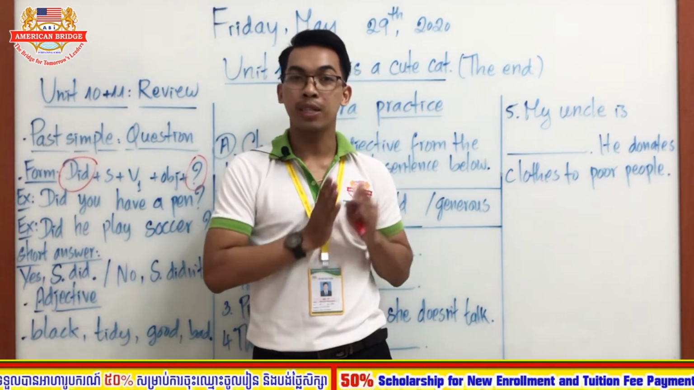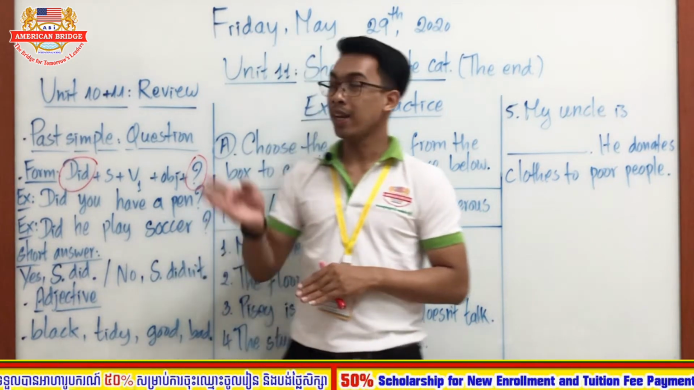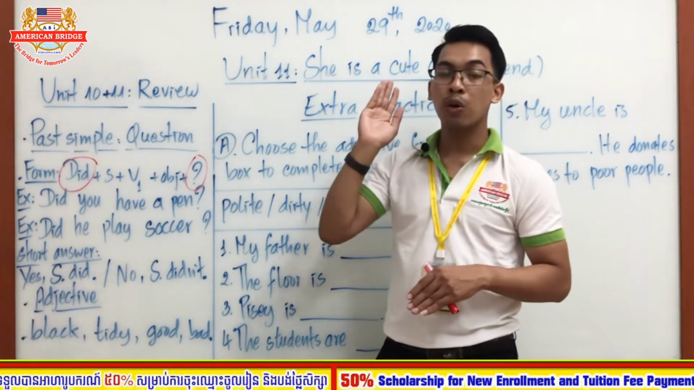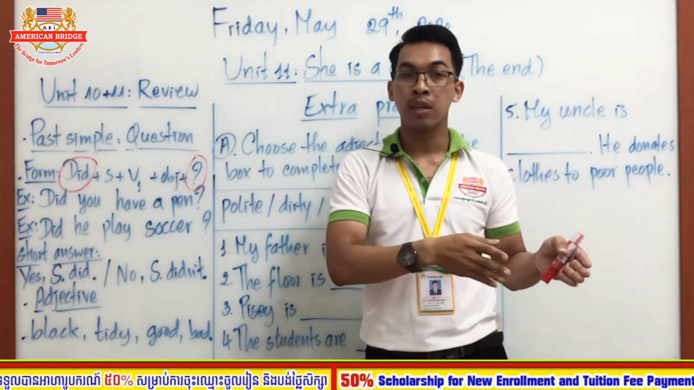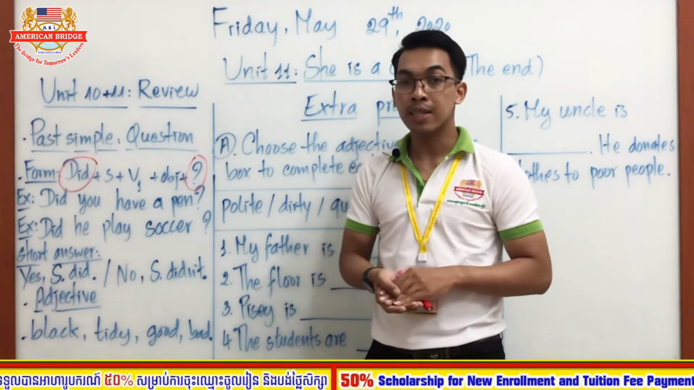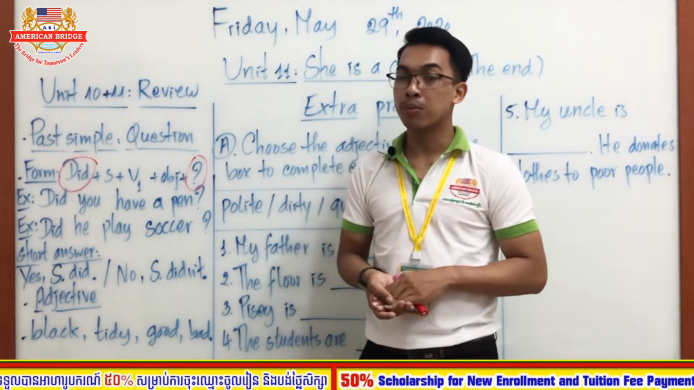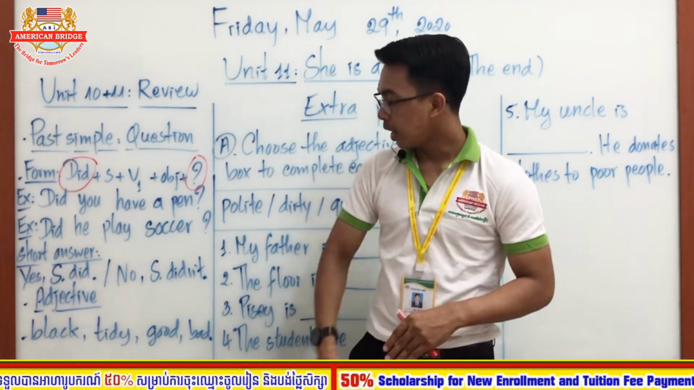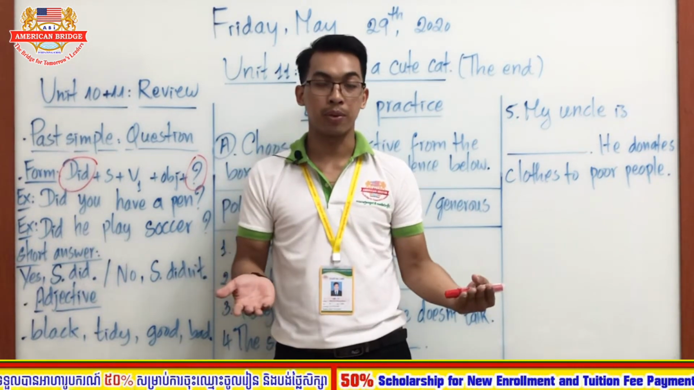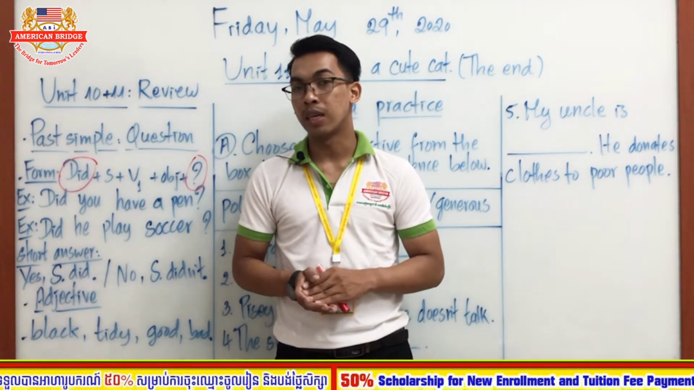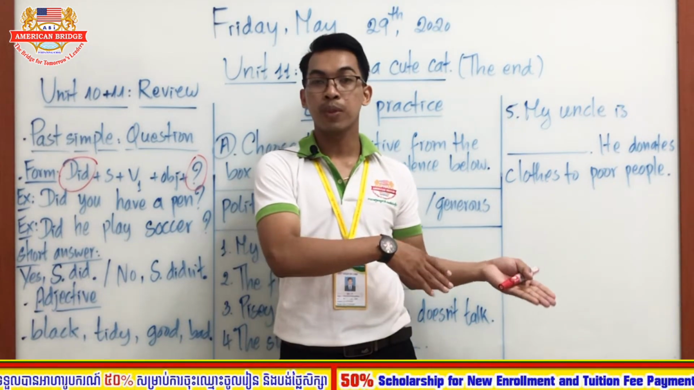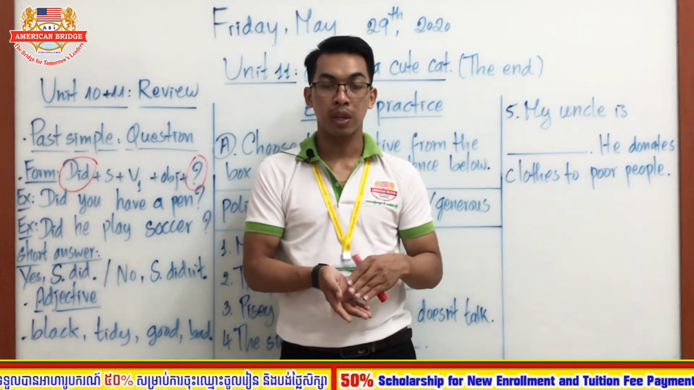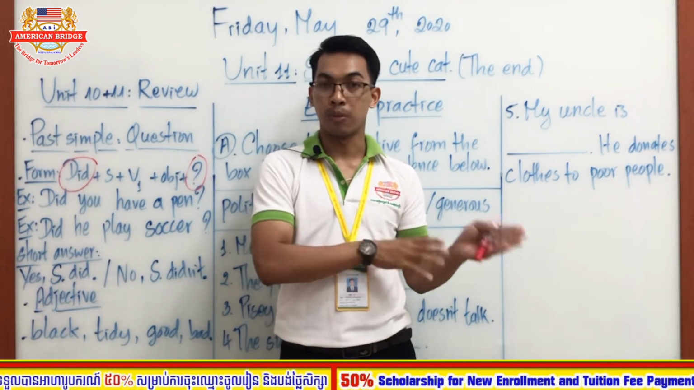But how about unit 11? Okay, in unit 11 you study she is a cute cat. So what is the main object in this lesson? Good. The main object of this unit is referred to as adjectives. You are right. So what is an adjective, everyone? An adjective is a word that modifies a noun. You got it? It can stand before a noun, and after the verb to be as well.